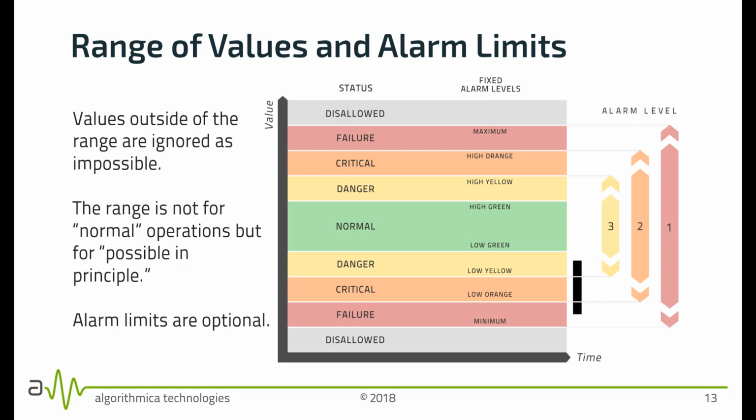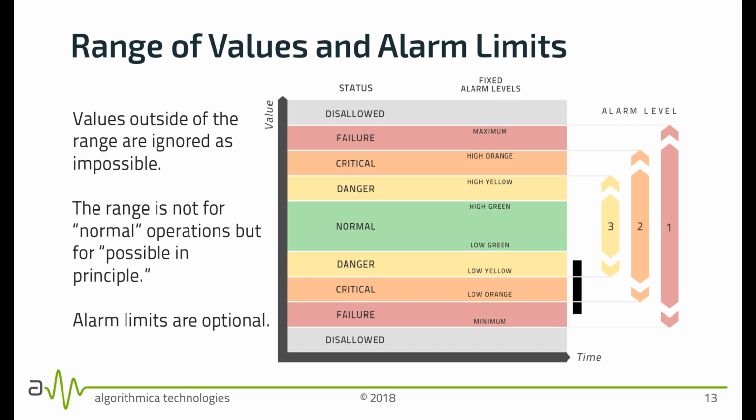Just outside the green range is the yellow range, which is dangerous. Outside the yellow range is the orange range, which is critical. And outside the orange range is the red range, which indicates an actual failure, a trip of the machinery or a breakdown, some kind of unplanned downtime of the machine. And outside of the red area is the region that is explicitly disallowed. This is a region which should never occur at all.